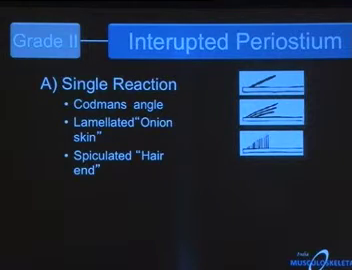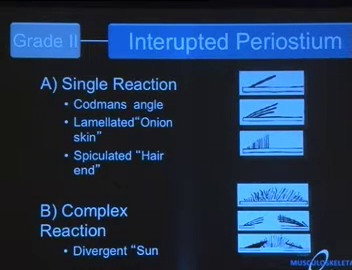The grade 2 or malignant periosteal reactions, what that means is there's a break in the periosteum. So it's an incontinuous periosteal reaction, most commonly malignant. And with the single reactions, you can have anywhere from a Codman's angle to a laminated, which is onion skinning, or hair on end appearance.